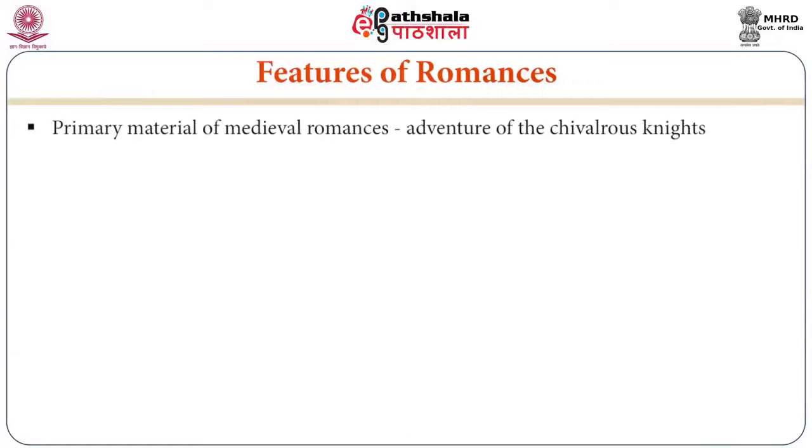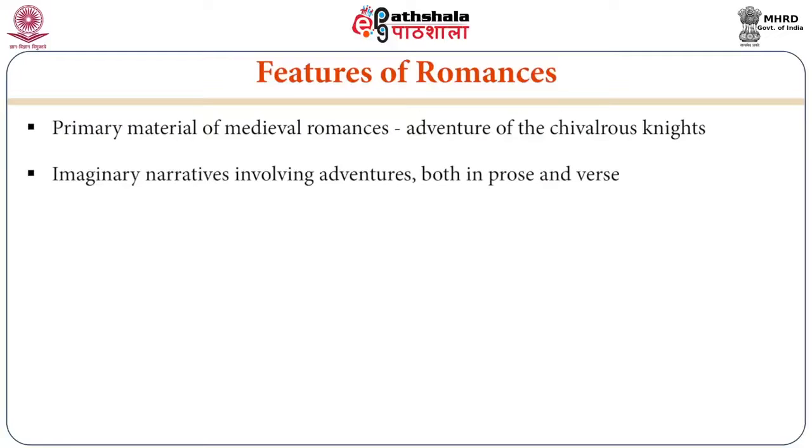Number 1, the primary material of medieval romances is the adventure of chivalrous knights. That means these are adventure stories. Number 2, imaginary narratives. These narratives are never factual. They are imaginary. They evolve out of adventures both in prose and verse. That means by category they are prose as well as verse narratives.